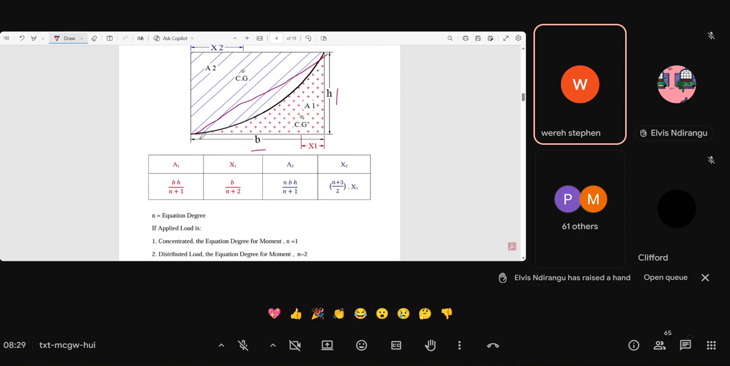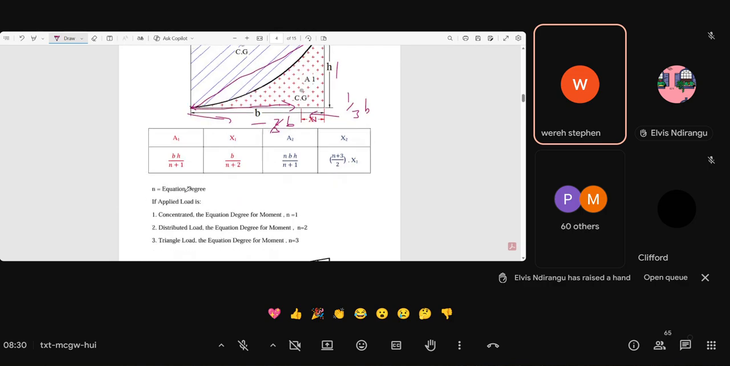The center of gravity, if it is a triangular, if you are coming from this side, going to this side, the center of gravity from this side is normally a third times base. If you are coming from the lower side, the distance from here to where the center of gravity is, it is 2/3 b.